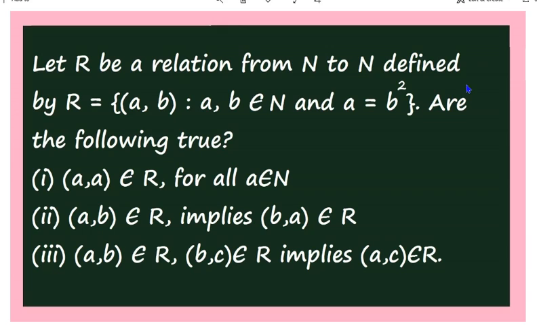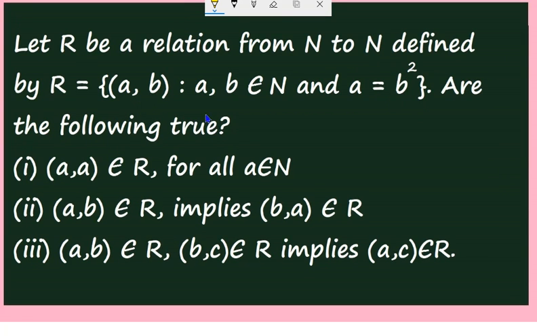Next question is, let R be a relation from N to N defined by R equal to (a, b), where a and b belong to N, and a equal to b square. Are the following true? First question is, (a, a) belongs to R for all a belongs to N. Second one is, (a, b) belongs to R implies (b, a) also belongs to R. Third one is, (a, b) belongs to R and (b, c) belongs to R implies (a, c) belongs to R. To analyze this, you have to think in general, but here this question is simple, because it is sufficient if you give an example.